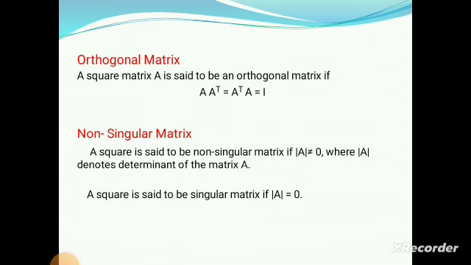Next, we are going to see about the non-singular matrix. A square matrix is said to be a non-singular matrix if the determinant is not equal to 0. A square matrix is said to be a singular matrix if the determinant is equal to 0.